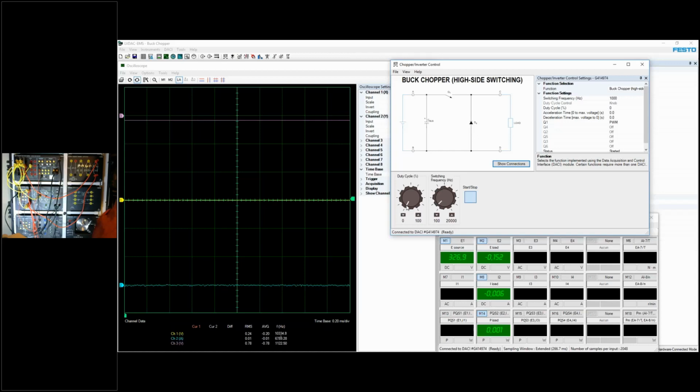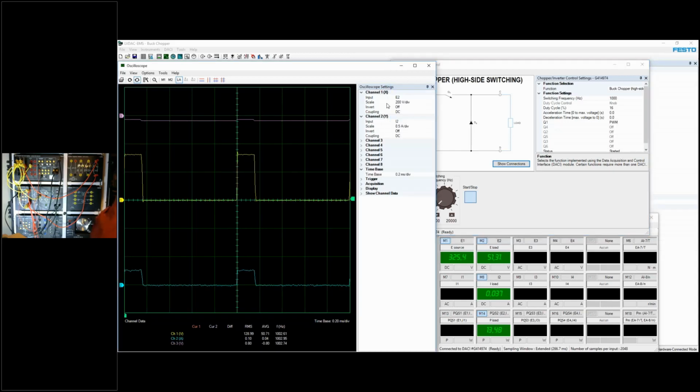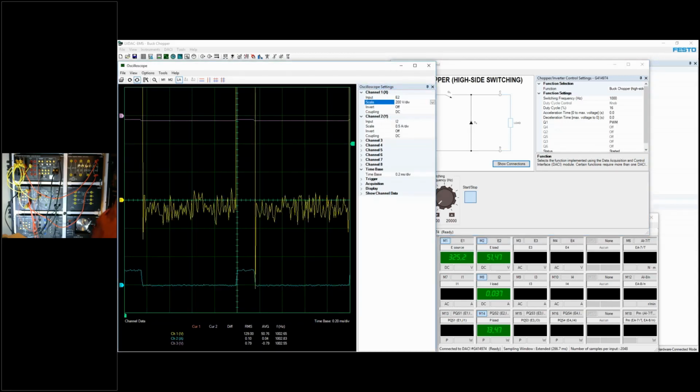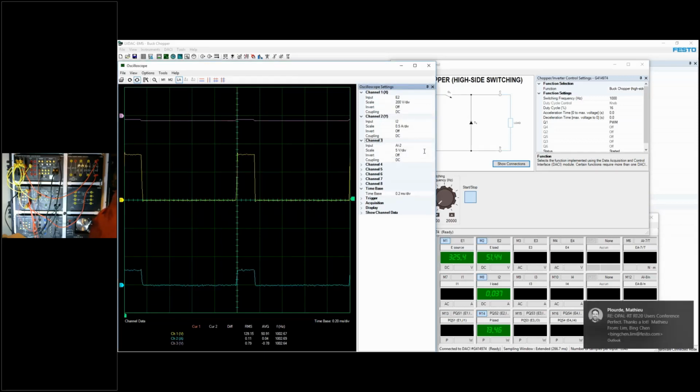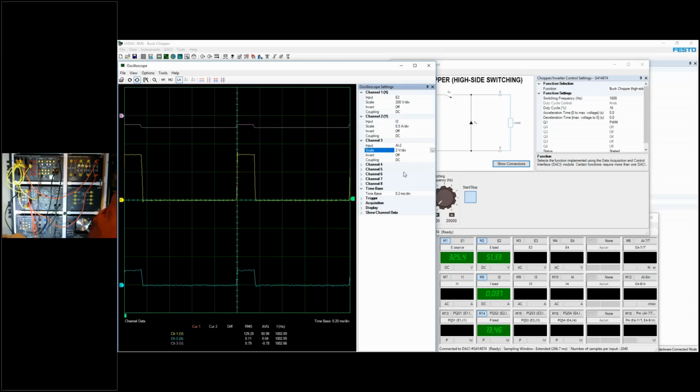As soon as I start increasing this duty cycle, you will see in the oscilloscope that we are getting... Whoops. Sorry, where is my channel 3? Channel 3 here. That's weird. Yeah, there's something wrong here.